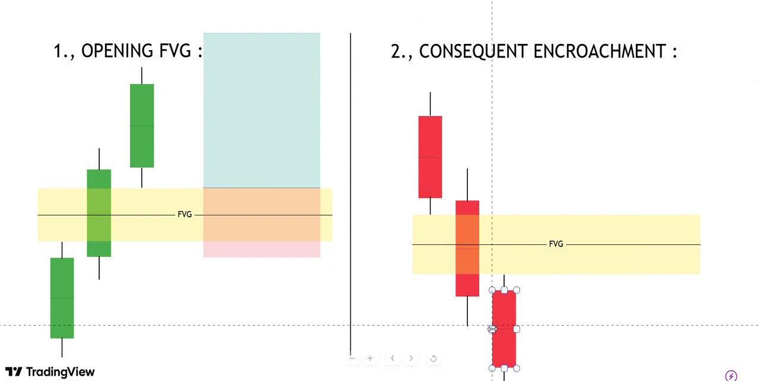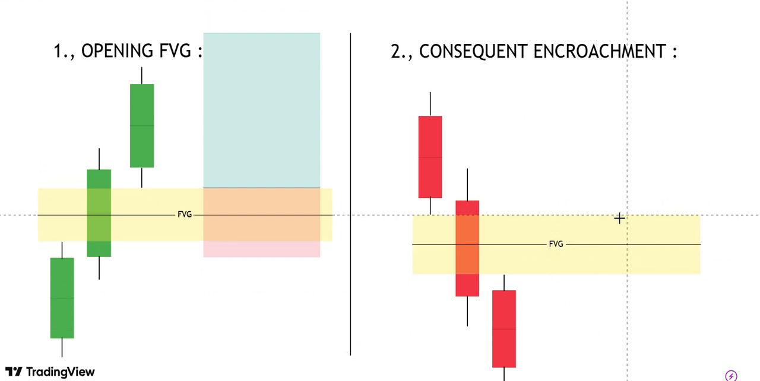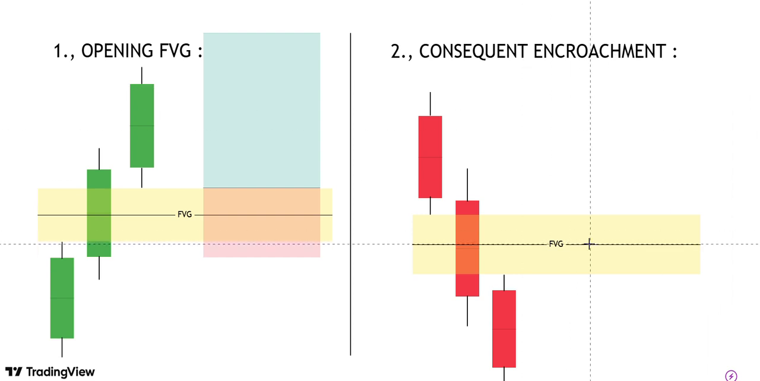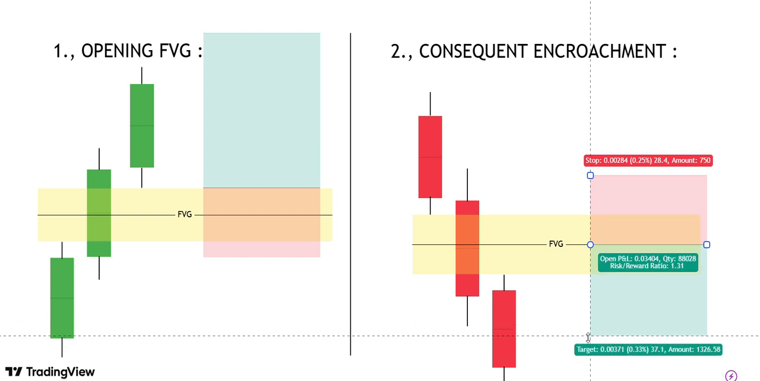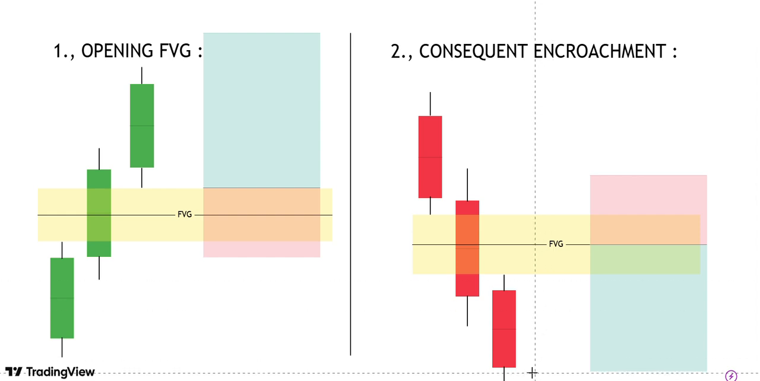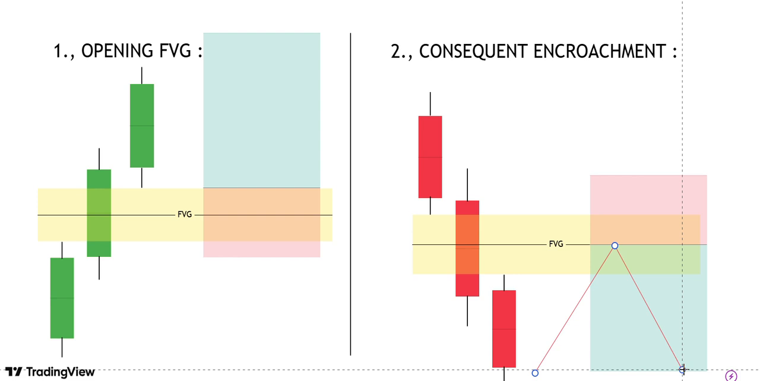Now when the market is going down, you can place your sell order at the 50%. What is consequent encroachment? Consequent encroachment is the 50% of the gap. So you can set your entry at the 50%. When the market retouches the 50%, you take your entry here and you can hit your target.